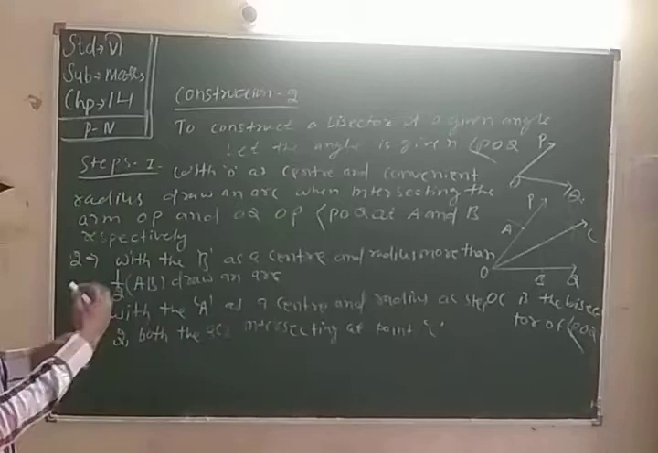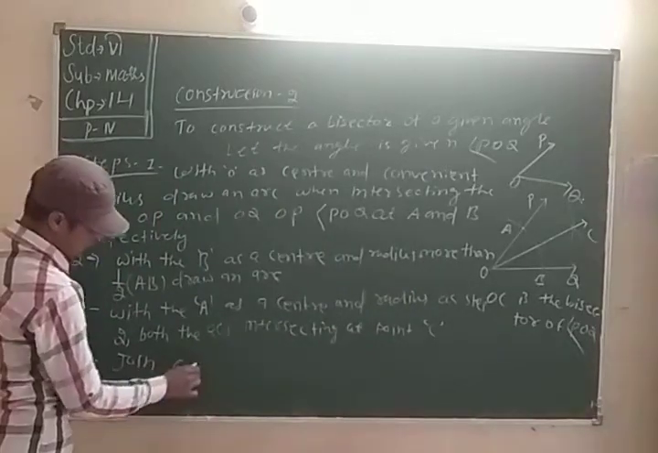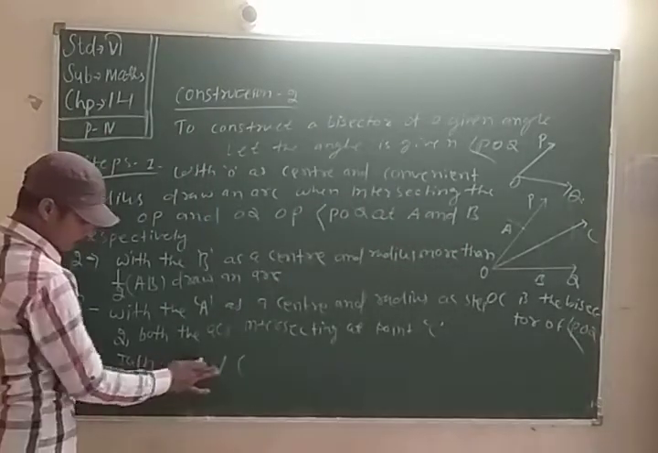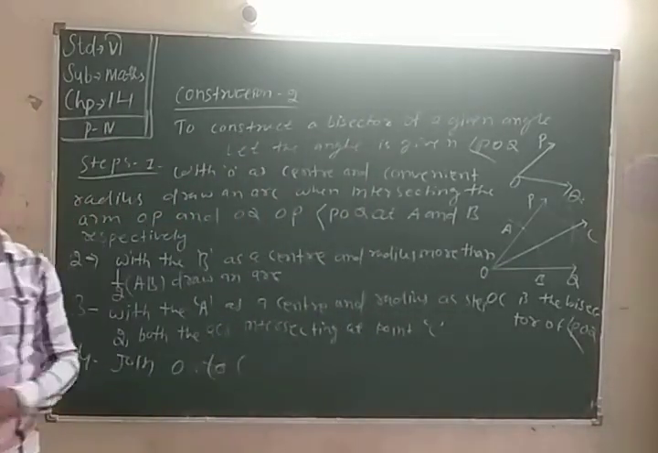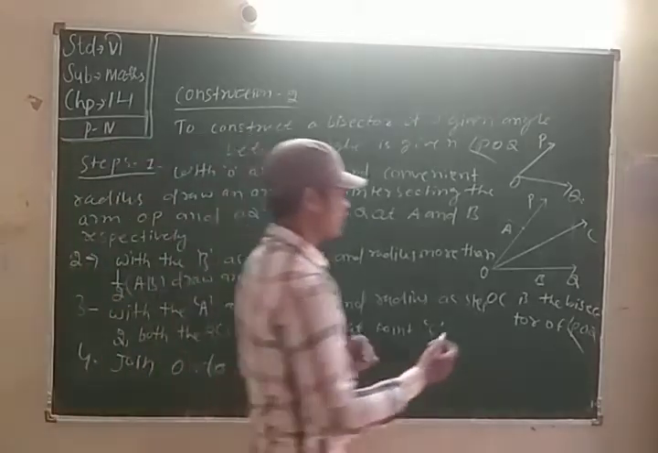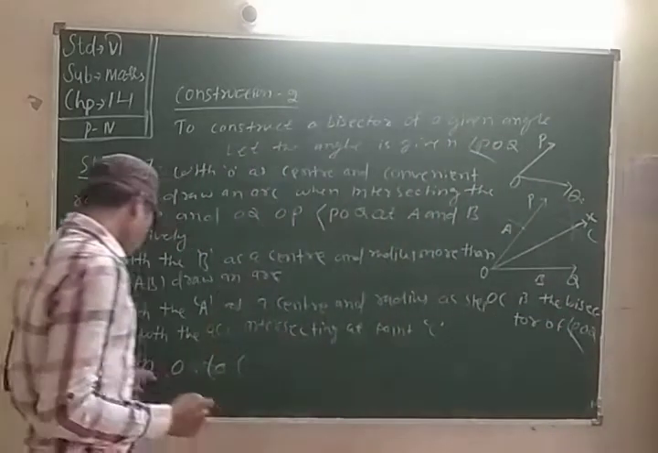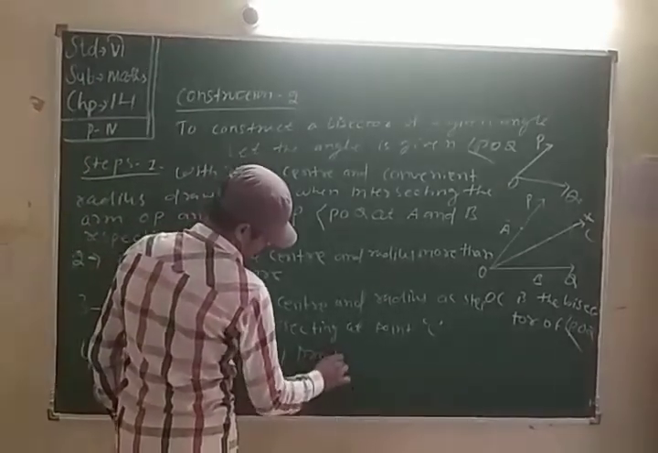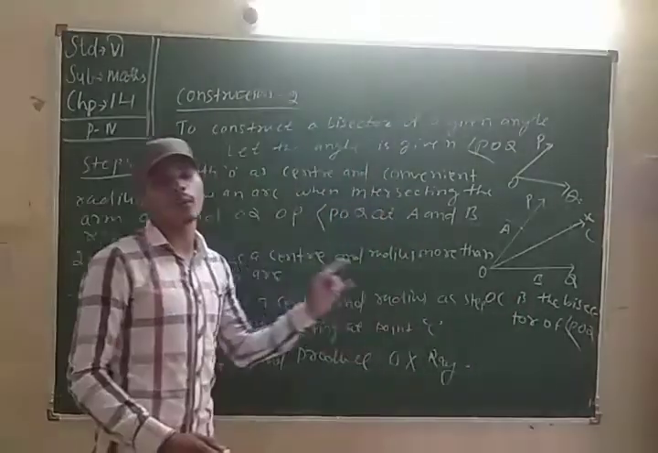Now what is the last step? Join O and C. Here we join O to C and produce it, that is OX. We join O to C and produce it to OX.